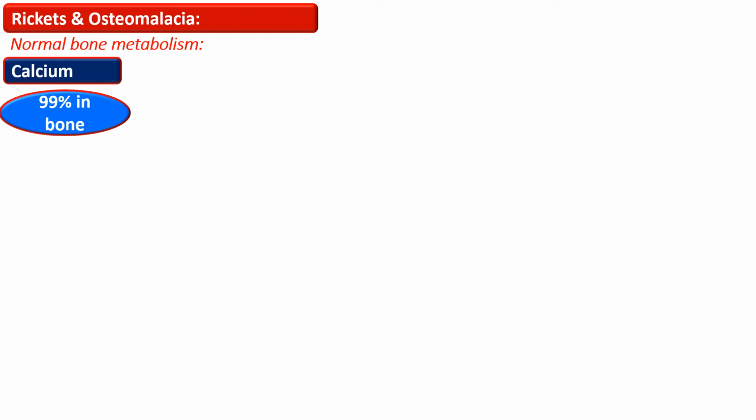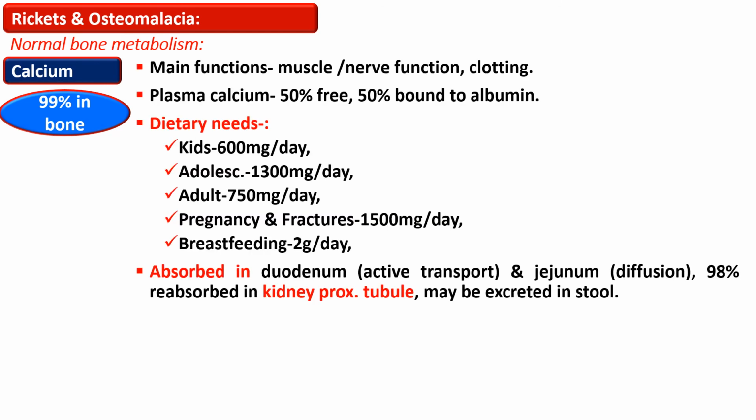99% of the body calcium is present in the bone, and its main function is nerve and muscle function, and it is also a member of clotting factors. So clotting is another function. The plasma calcium remains bound to albumin 50%, while 50% of the plasma calcium is free. The dietary need for calcium differs according to the phase of life.